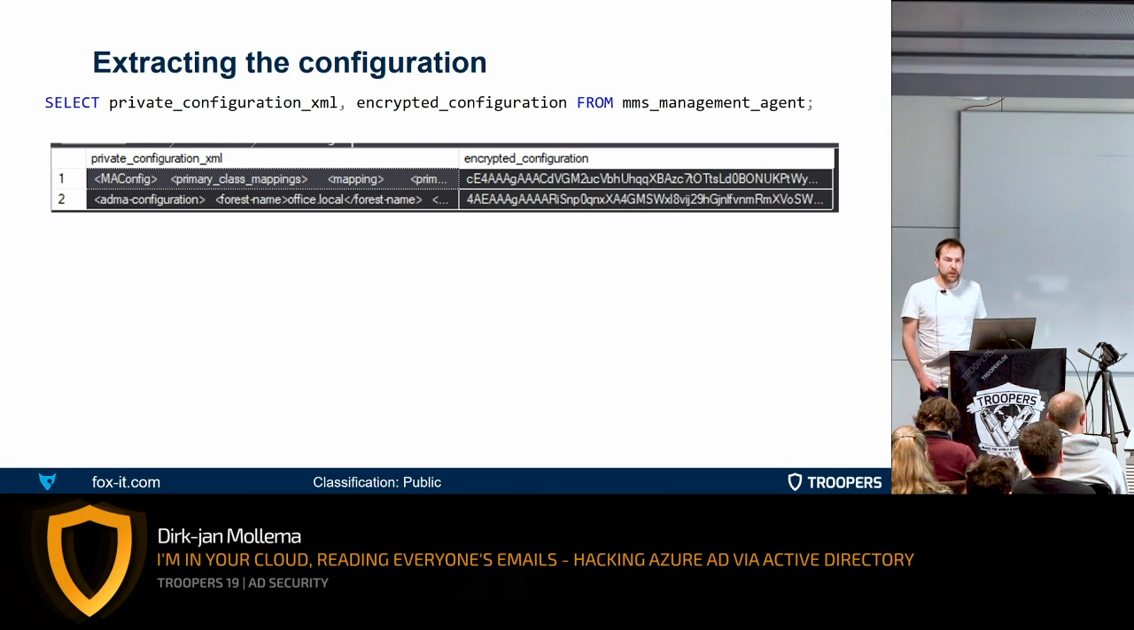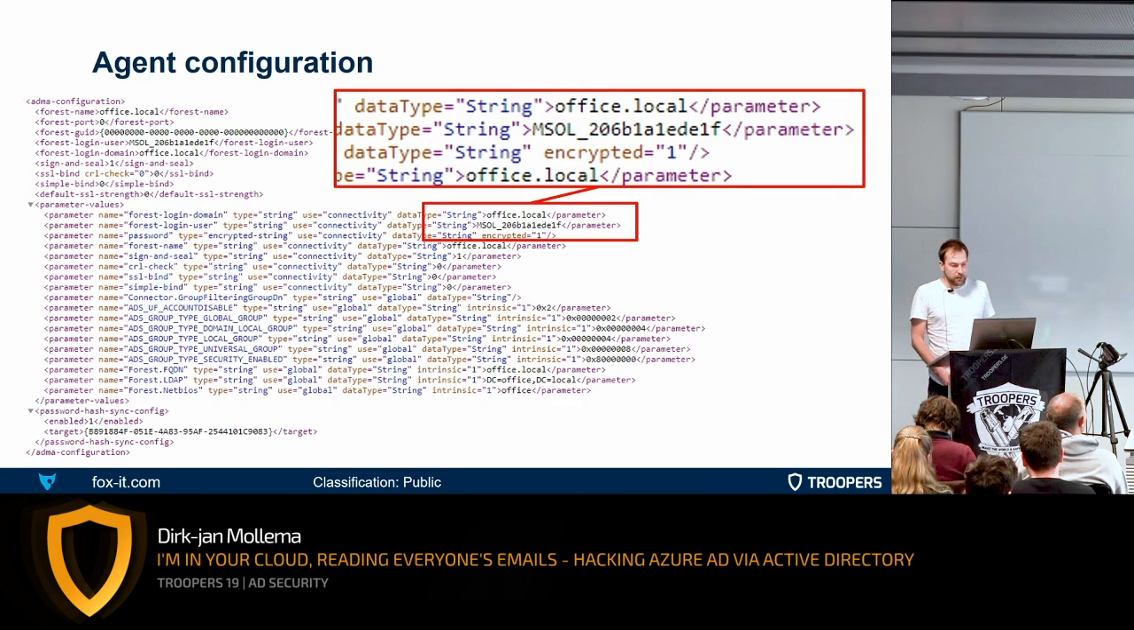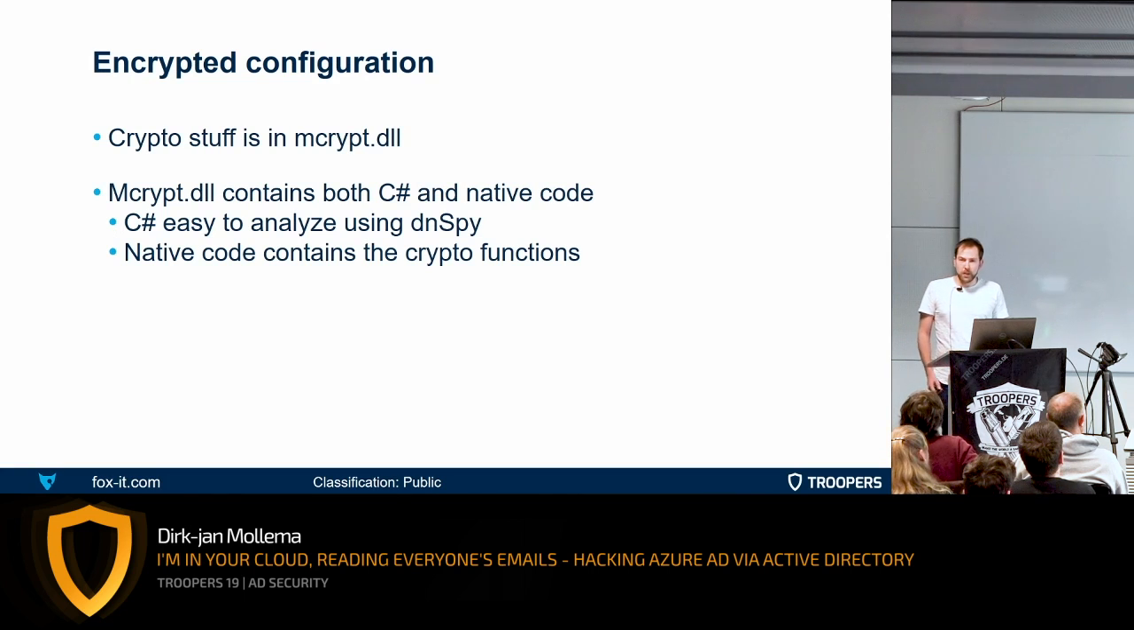For the agent configuration, there's an XML containing part, and there's also an encrypted configuration. If we look at the private configuration, we see the account name, we see our on-premise domain name, and we also see that the password is not there, but it has a field encrypted set to 1. So it suggests that the password is present in the encrypted data, which is also in the table. So I started digging further, and all the crypto magic is happening in the DLL called mcrypt. This is a mixed DLL, meaning it contains both C# and compiled C++ code. C# is easy to decompile, but the native code contains all the cryptographic functions. And since I'm not really good with IDA or reading assembly, I tried to do it a bit of an easier way.